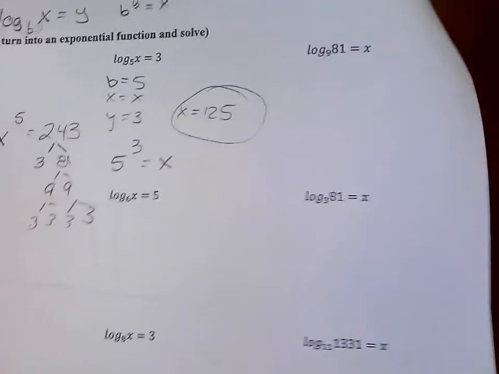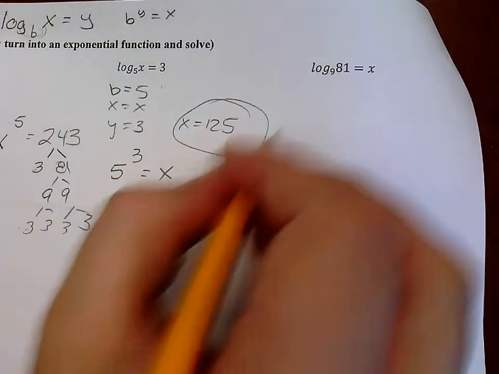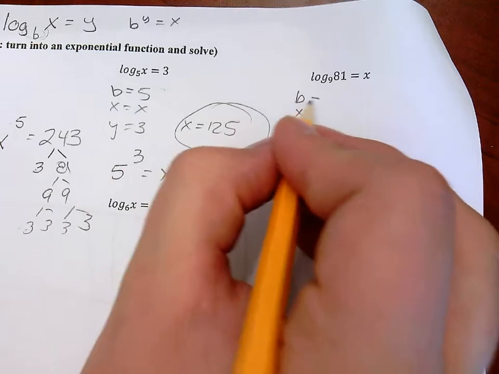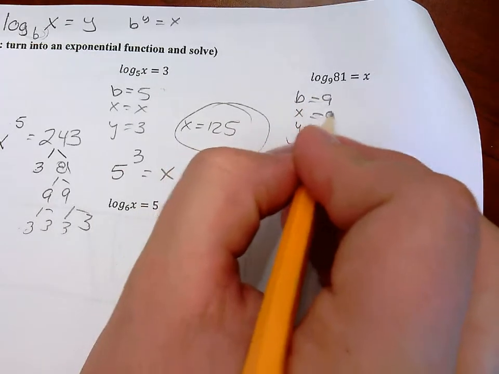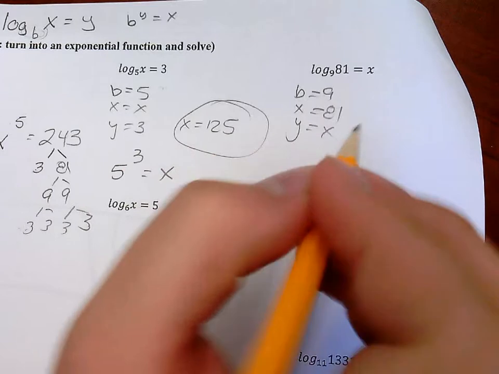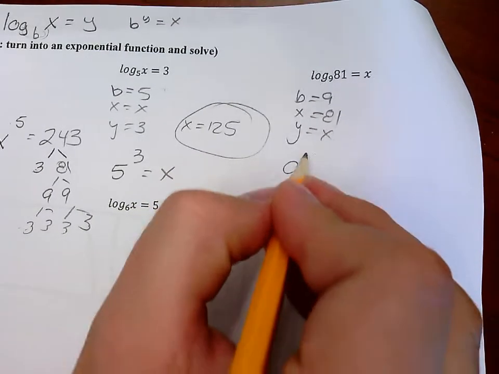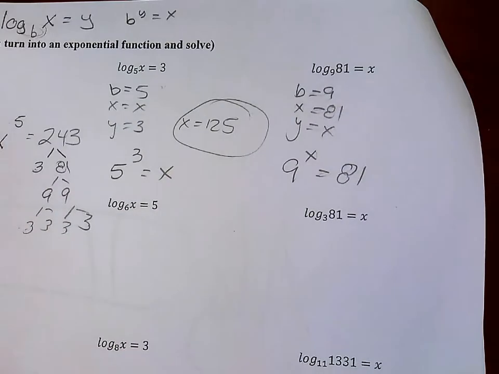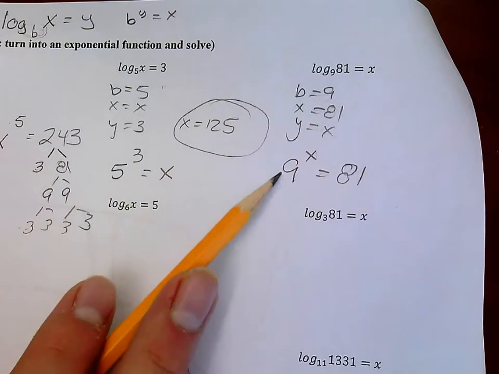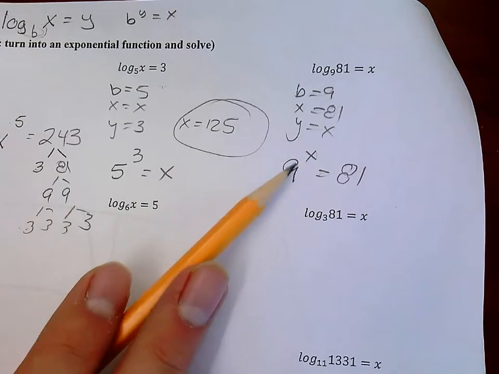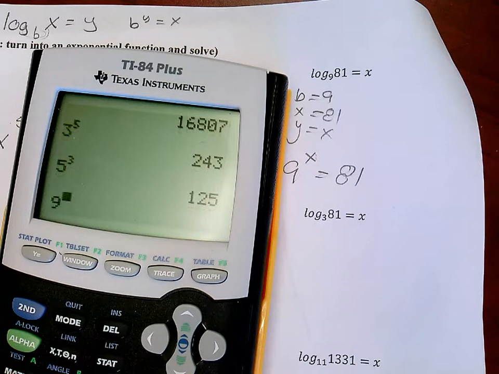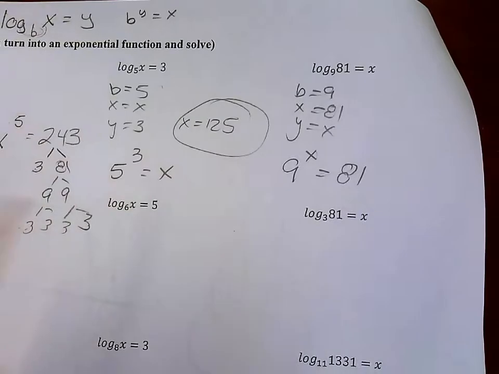And then this last one right here, same idea. We're going to find our b, our x, and our y. Little number is 9, number next to it is 81, and y is x. So this one is 9 to some power gives us 81. So this time we can just guess and check. We can try 9 to the 1st power, 9 to the 2nd power, whatever it is. Once you get to 9 to the 2nd power, you realize that's 81, so x has to be 2.